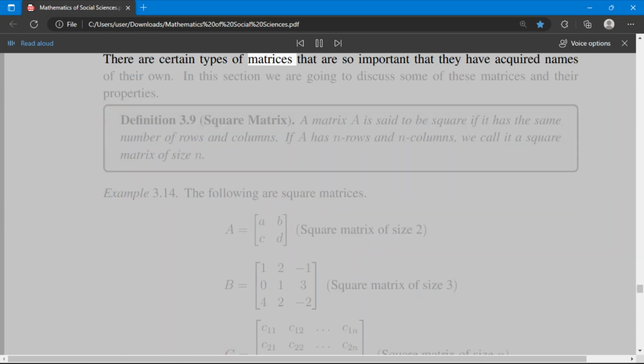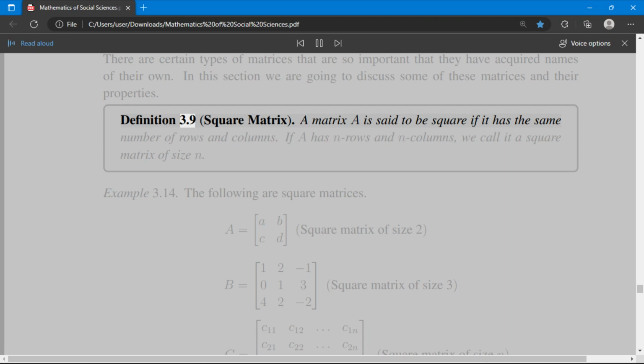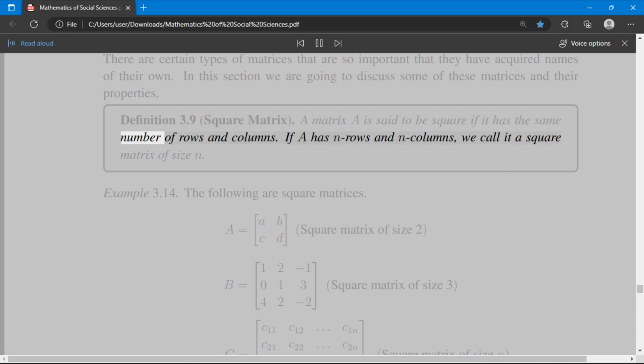3.3 Types of matrices. There are certain types of matrices that are so important that they have acquired names of their own. In this section we are going to discuss some of these matrices and their properties. Definition 3.9, Square matrix. A matrix A is said to be square if it has the same number of rows and columns. If A has n rows and n columns, we call it a square matrix of size n.